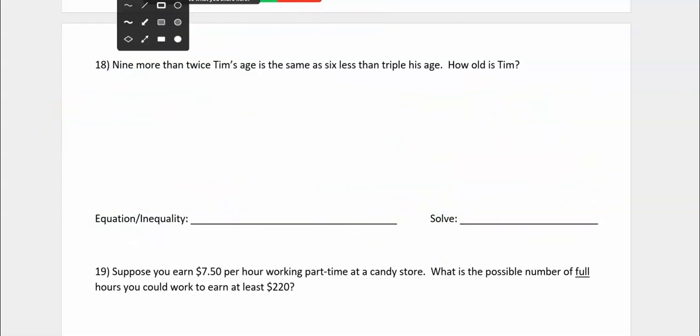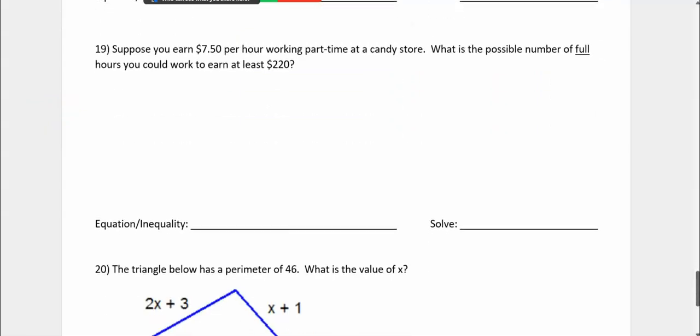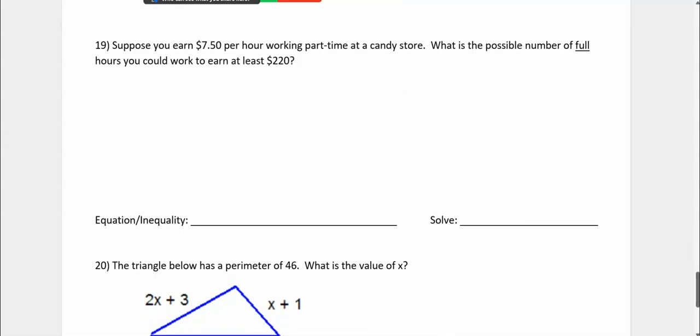Almost done here. Number 19. Suppose you earn $7.50 per hour. Per means multiply. So $7.50 per hour working part-time at a candy store. That's great. What's the possible number of full hours? Okay, that clues me in. This is like that rounding thing that we've been practicing.